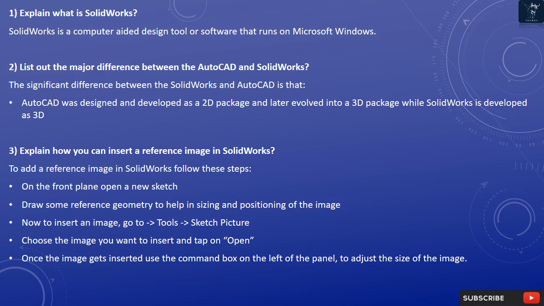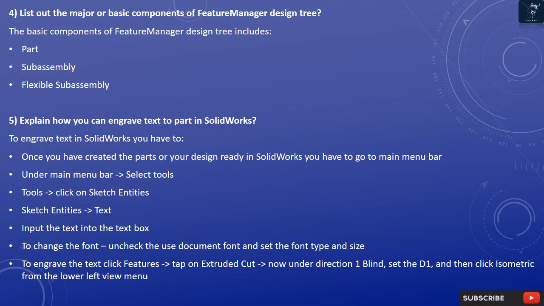3. Explain how you can insert a reference image in SolidWorks. To add a reference image in SolidWorks, follow these steps. On the front plane, open a new sketch. Draw some reference geometry to help in sizing and positioning of the image. Now to insert an image, go to Tools, Sketch Picture. Choose the image you want to insert and tap on Open. Once the image gets inserted, use the command box on the left of the panel to adjust the size of the image.